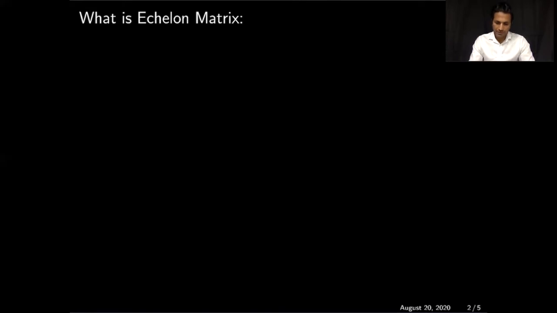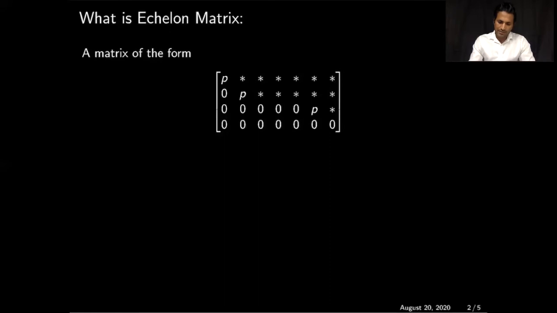Our first definition is what an echelon matrix is. An echelon matrix is of this form: if you have a pivot in a column, all the entries below the pivot are 0. For example, here, all the entries below this pivot are 0, and for this one, all the entries below this pivot are 0. The entries above the pivot and all other entries can be non-zero, but the entries below the pivot must be 0.